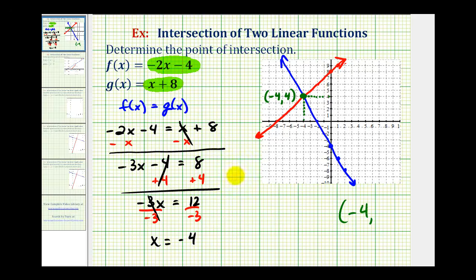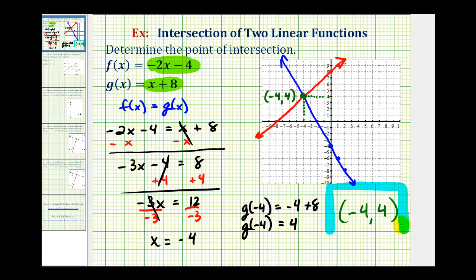So if we use function g of x, we're going to determine g of negative 4 to determine the y-coordinate, which will just be negative 4 plus 8. So g of negative 4 is equal to positive 4, which means the y-coordinate of the point of intersection would be positive 4. So here we use function g, but we could also have used function f. f of negative 4 would also be equal to positive 4. So whether we determine the point of intersection algebraically or graphically, of course the point of intersection will be the same.